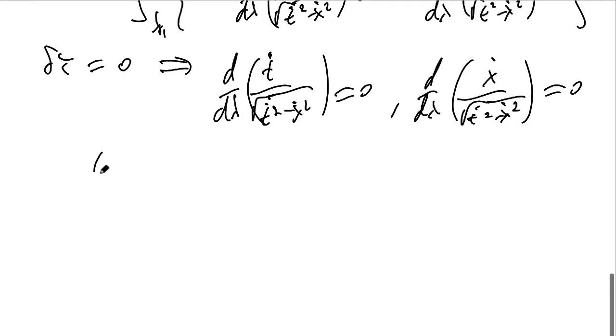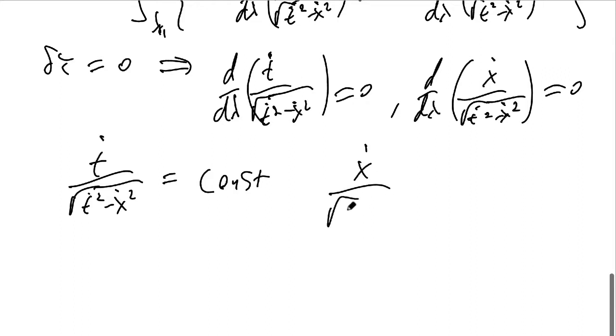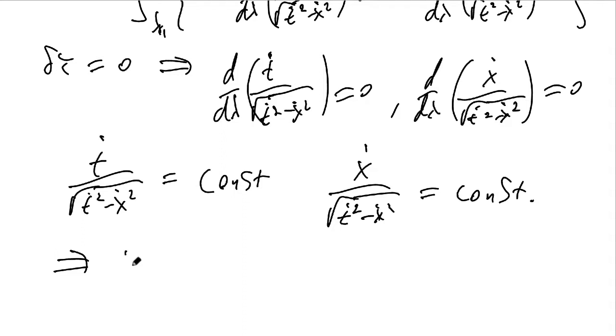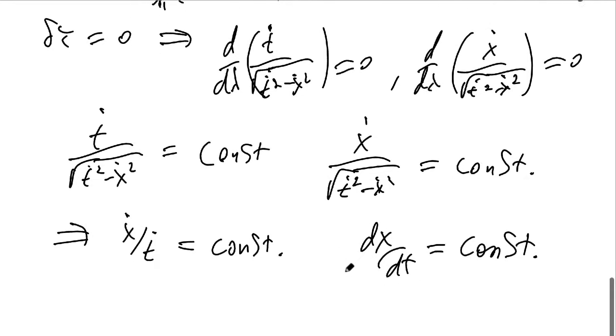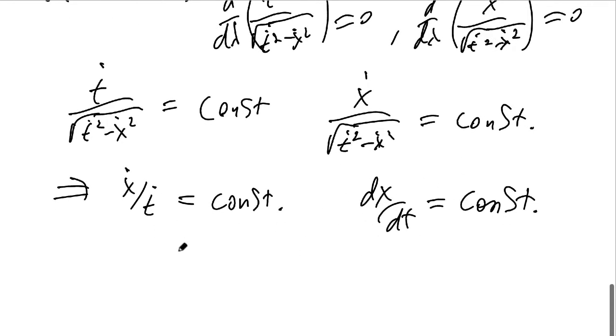This tells us that t dot over the square root of t dot squared minus x dot squared is a constant. This equation tells us that x dot divided by the square root is equal to a constant. So dividing these two equations, we see that x dot over t dot is a constant. So dx/dt is a constant. So these are just straight lines in the space-time diagram.